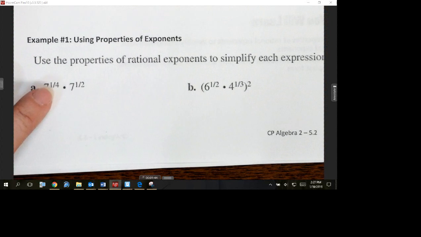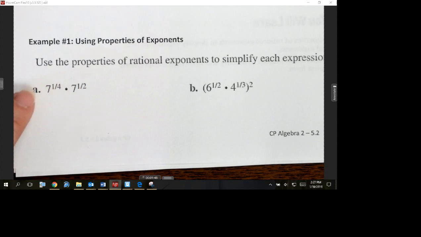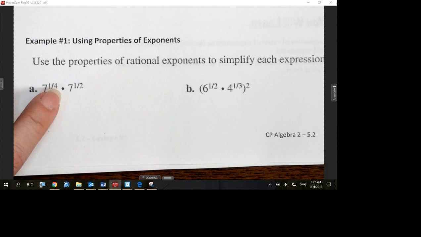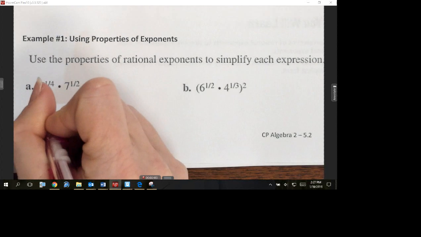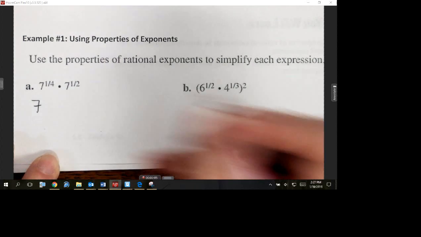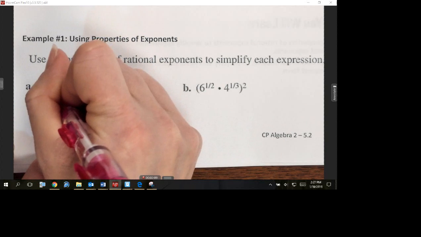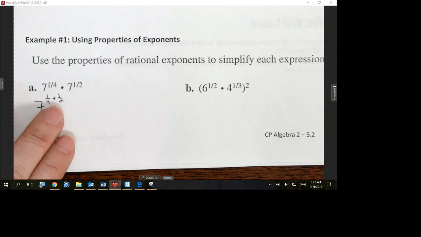So 7 to the 1/4 multiplied by 7 to the 1/2. Right away, I notice both of these bases are the same. And we are doing what operation on those same bases? Multiplying same bases. So if I'm multiplying, what do I do to the exponents? I add them. So my next step is to say same base, 7, and I'm going to have to the 1/4 plus 1/2. So I'm adding my exponents.